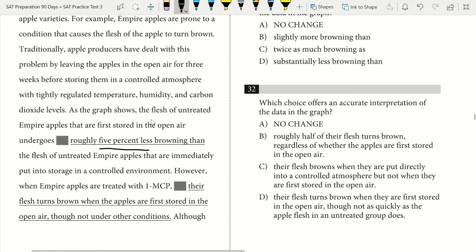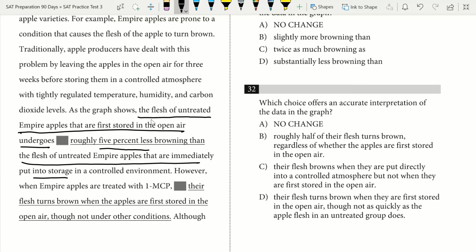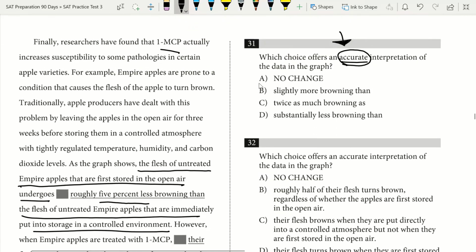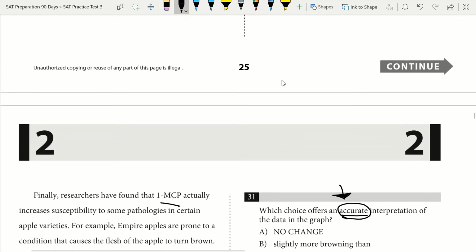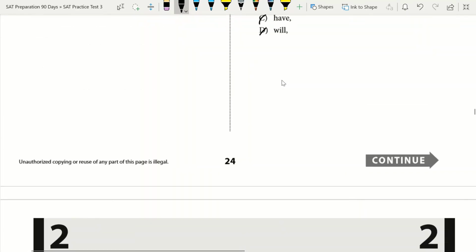So one thing that I recommend, right, before we go to the graph, let's understand what we're looking for. So I'm going to find what I'm looking for before I go to that graph. So I have, as the graph shows, the flesh of untreated Empire apples that are first stored in the open air undergoes, and then I have to have some quantitative measurement there, versus the flesh of untreated Empire apples that are immediately put into storage in a controlled environment. So I'm going to look to compare those stored in open air versus those stored in a closed container environment. So I'm going to go to my graph and find that.